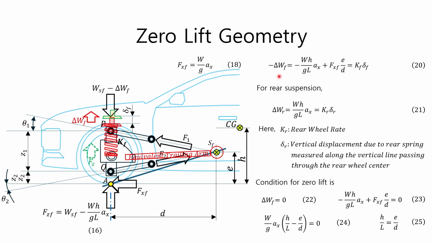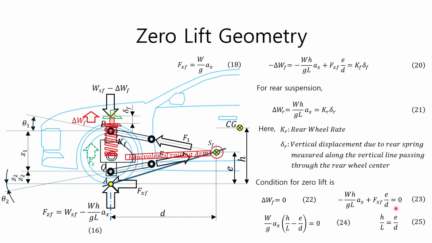First, let's examine the condition for zero lift in a front-wheel drive vehicle. From equation 20, we can obtain the geometric condition of the suspension, where the lift becomes zero. In order for the lift to become zero, the force acting on the front spring must be zero, so equation 22 must be satisfied. Therefore, from equation 20, equation 23 can be obtained.